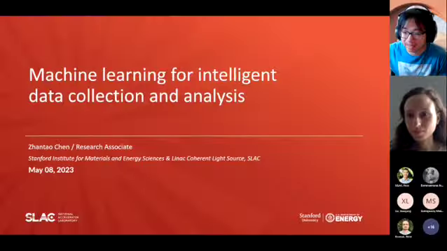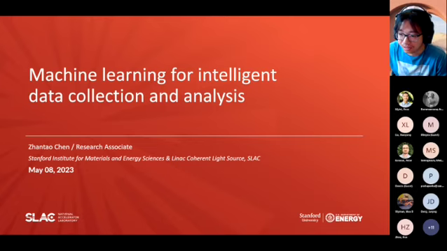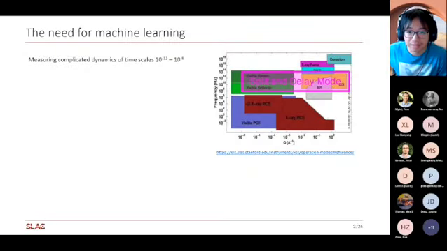It's my great pleasure to introduce our recent efforts on introducing machine learning techniques into data collection and analysis at LCLS. So yeah, let's first convince ourselves of the need for machine learning in data collection and analysis.